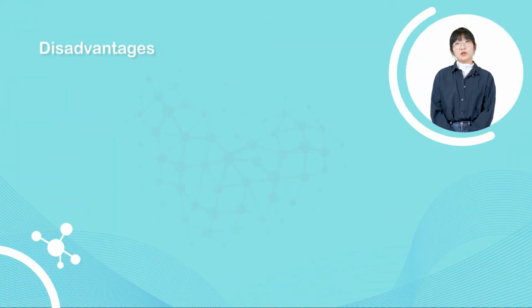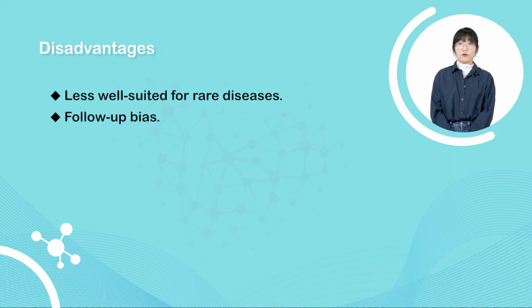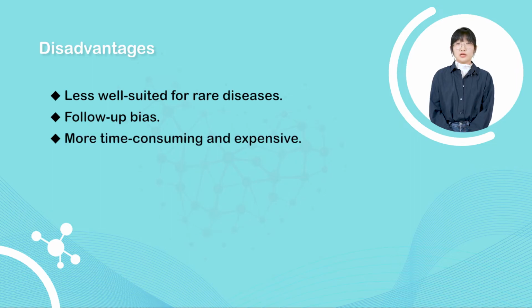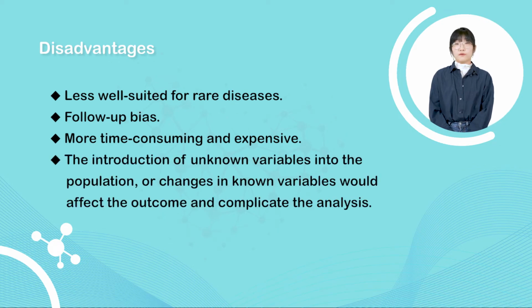Yet there are still limitations. Cohort studies are not appropriate for etiological studies of low prevalence diseases. It is easy to produce a lot of follow-up bias. The research is expensive and time-consuming, which should be considered. During the follow-up, unknown variables introduced into the population, or changes in known variables in the population, can affect the outcome and complicate the analysis.